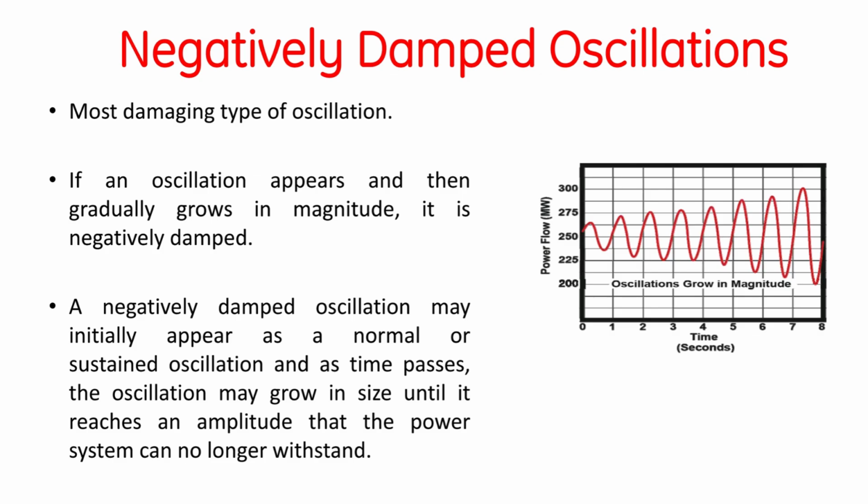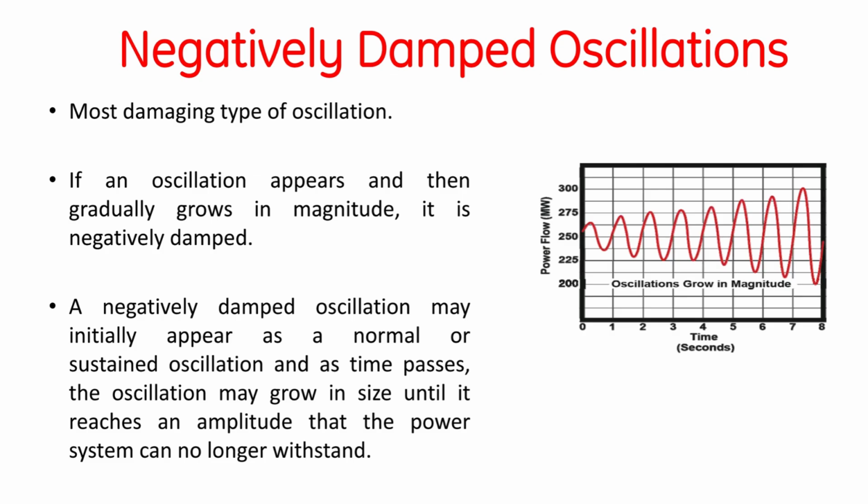Exactly. It might start off looking like a normal, positively damped oscillation that should be dying out, or maybe like a sustained one. But subtly, over seconds or perhaps minutes, it starts growing. Exponentially? Often exponentially, yes. It grows and grows in size until it reaches an amplitude the power system simply cannot withstand. And then what happens? Protective relays trip. That's typically the failure mechanism.